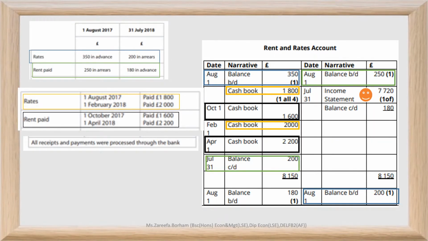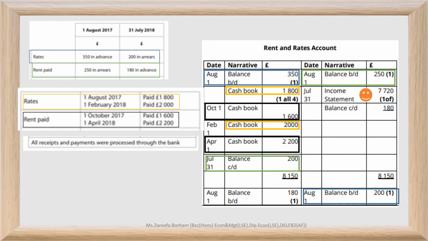When recording the figures in the rent and rates account, first take the opening and closing balances. Rates paid in advance is an asset to us since it is prepaid, which means paid extra. So the opening balance should be recorded on the debit side. So 350 is the opening balance on the debit side. The closing balance of rates paid in arrears is on the debit side as balance carried down for the reason of being a liability.